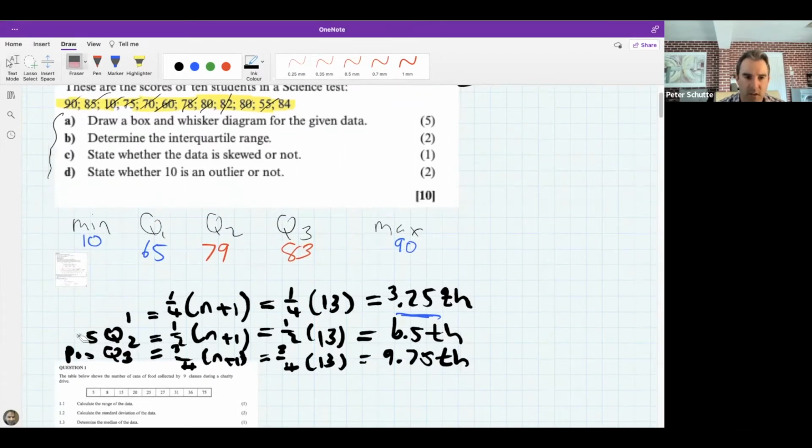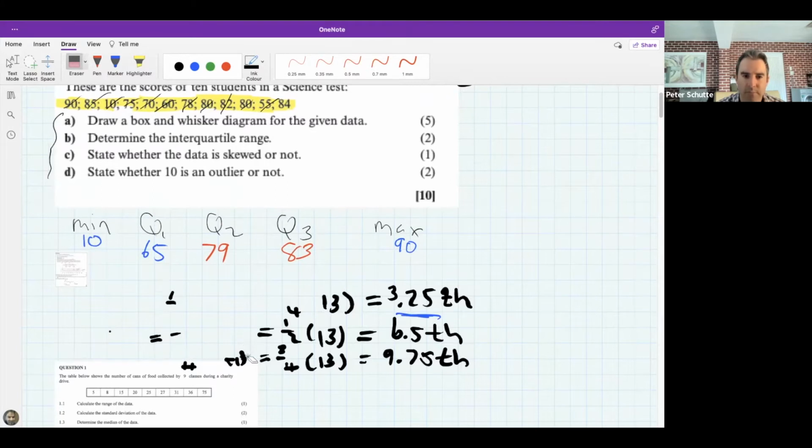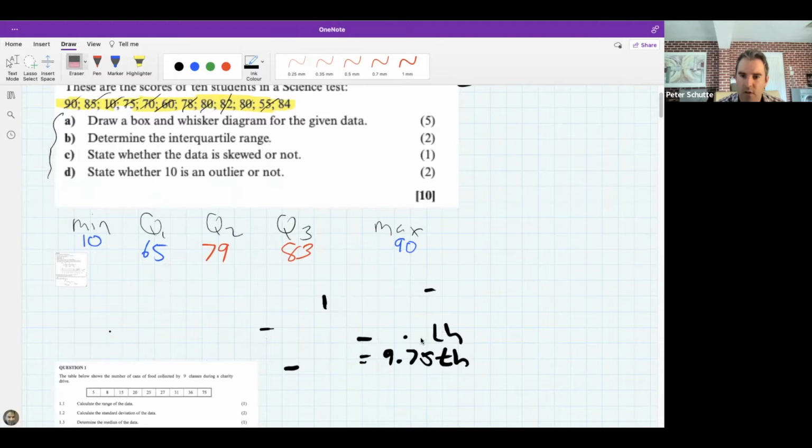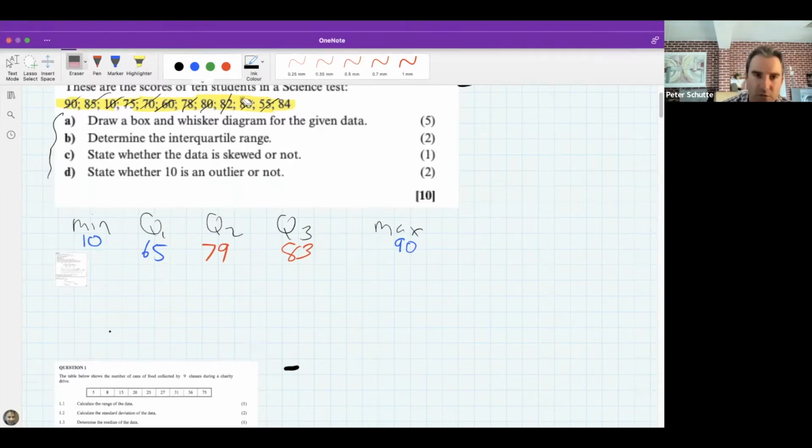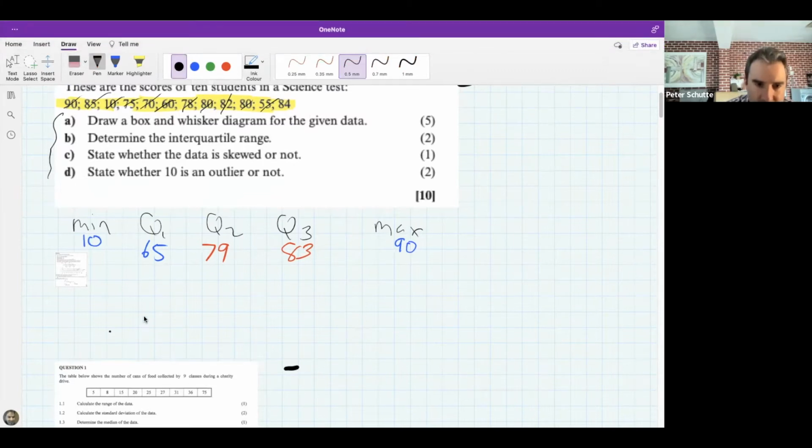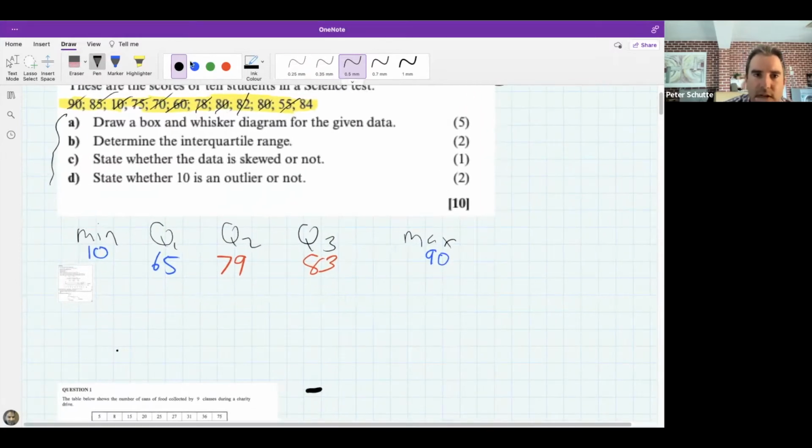So I'm just going to get rid of this calculation for a second. Whenever I draw a box and whisker plot, I know I need a number line below. And since my smallest number is 10 and my biggest number is 90, I think I'm just going to go from 0 to 100. I think that would be fine. And let's see what we get if I just do that. So let's say it's 0.